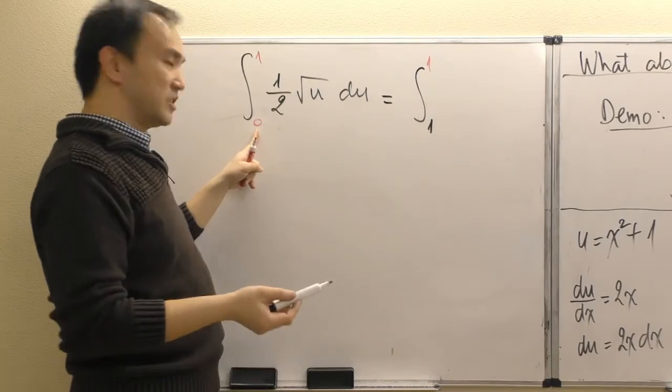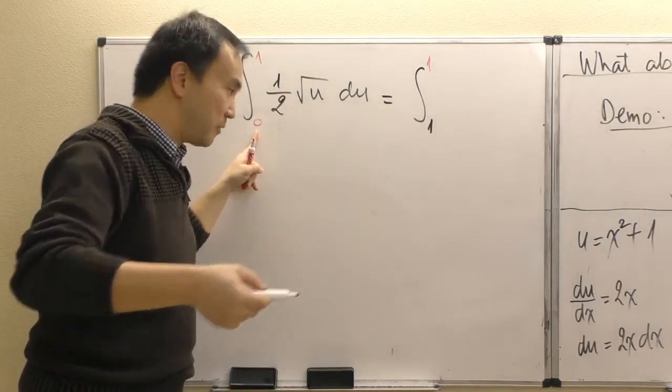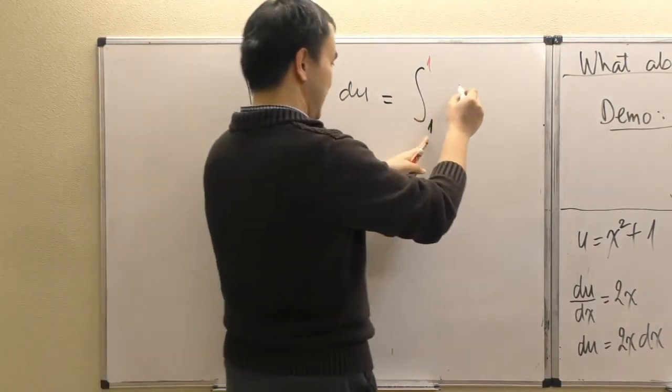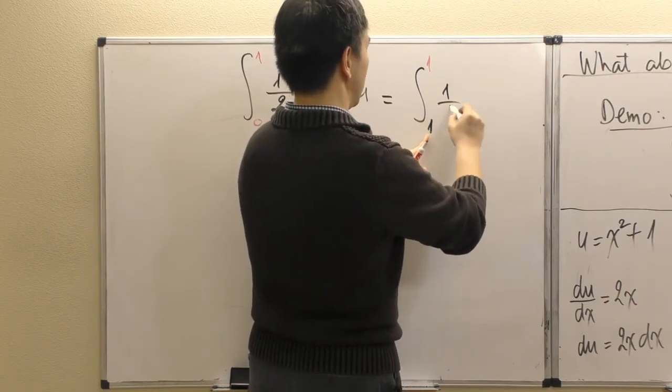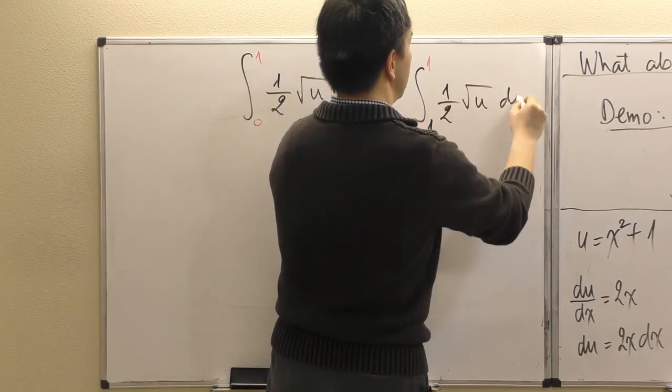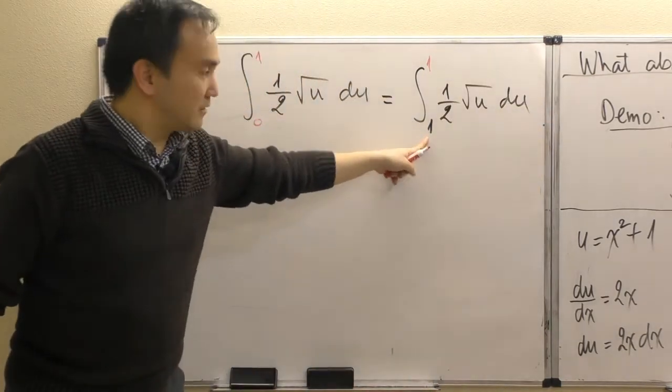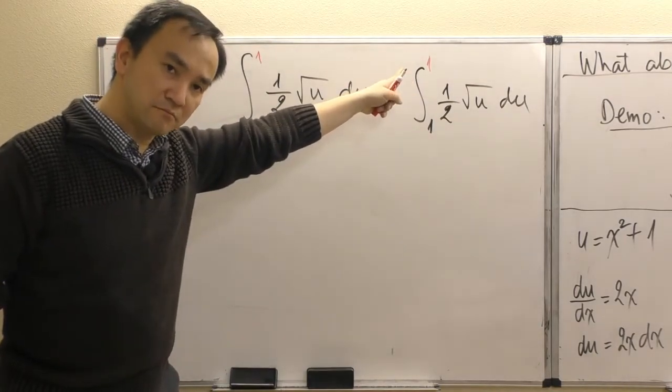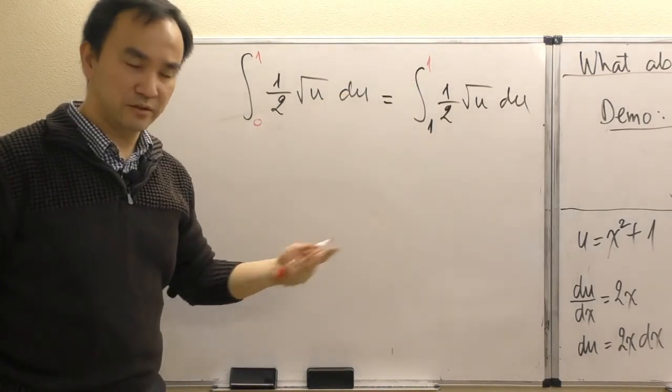So it went from 0 with respect to the x variable, but now in terms of the u variable, that's supposed to go with 1. And then 1/2 square root of u du. Okay, now we have one more red ink thing to take care of.